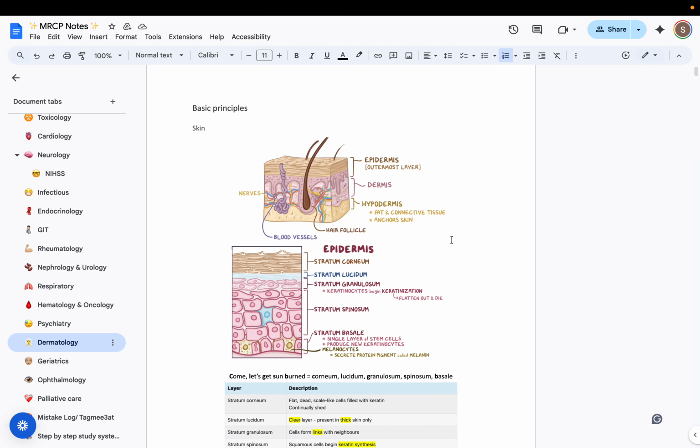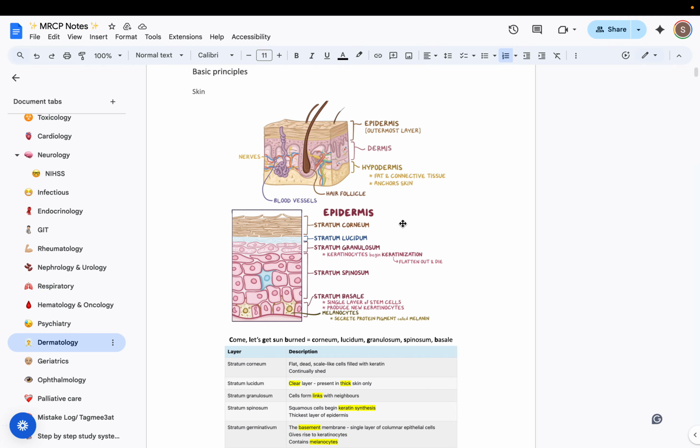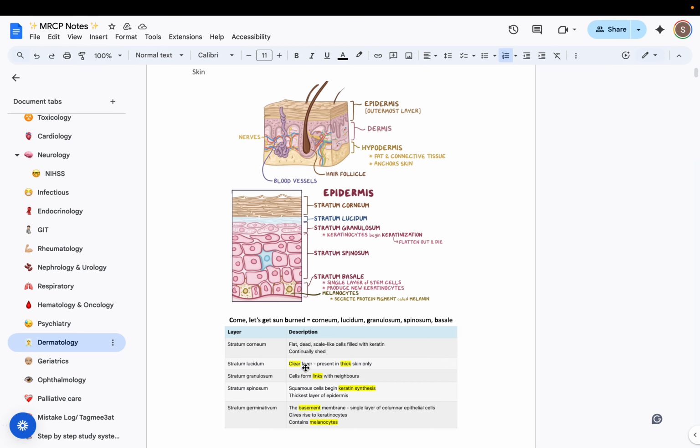Hello, let's do dermatology. So, basic principles, skin layers. Let's get sunburned. So, the stratum corneum, and then the stratum lucidum, that's the clear one, and it's only present in thick skin. And then the stratum granulosum. Granulosum is the one that has the keratinocytes that start keratinization and cells form links.